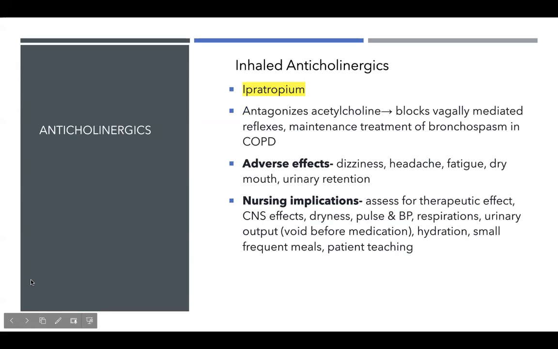Okay, so anticholinergics, you have your inhaled anticholinergic, and that's the ipratropium. This antagonizes acetylcholine and blocks vagally mediated reflexes, and it's used in the maintenance treatment for those who experience bronchospasms in COPD. Some adverse effects are going to be dizziness, headache, fatigue, dry mouth, and urinary retention. You always want to remember the can't see, can't spit with any type of anticholinergic. So nursing implications for this, you're again going to assess for that therapeutic effect. You want to make sure it's working when you're giving it to your patients.